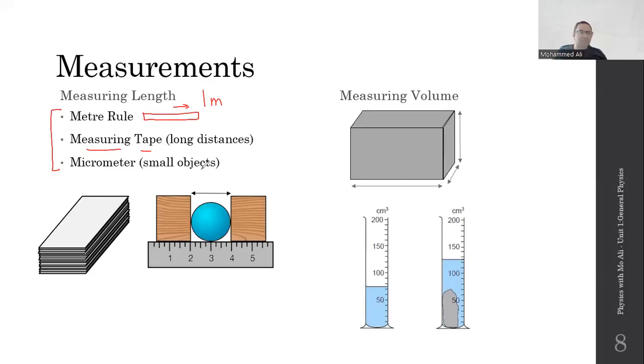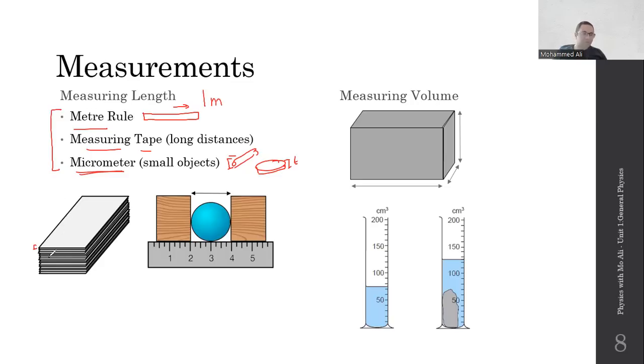And if you want to measure very thin objects, like the thickness of a sheet of paper, or the diameter of a wire, or the thickness of a coin, like these are very common questions, you use a micrometer. You do not need to know how to use these instruments. You just need to know which instrument do I use when. That's all. However, there are a couple of techniques that you need to keep in mind.